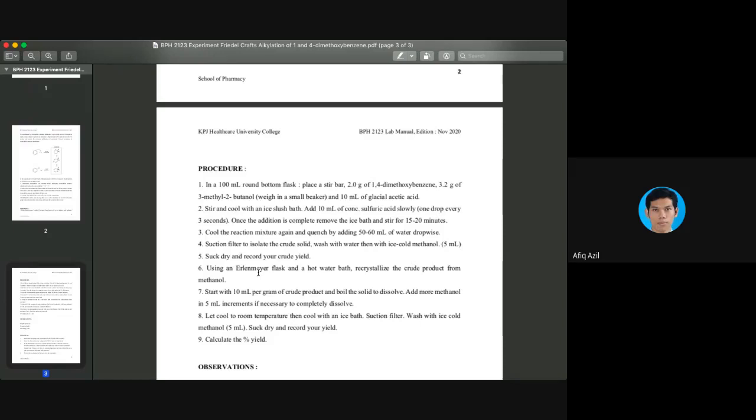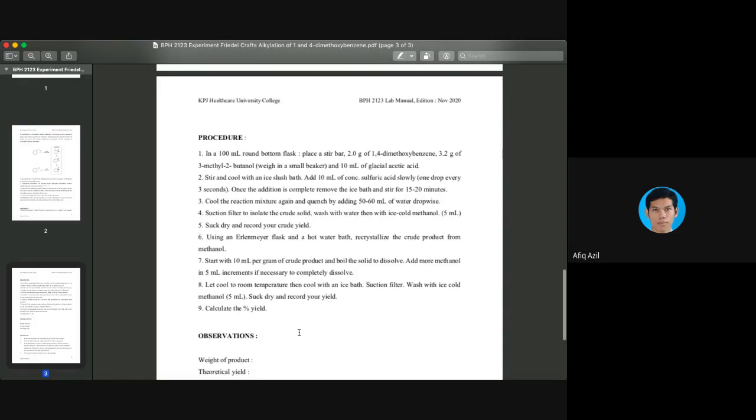Okay, because the crude product obtained may be different from one person to another. Some of you may get a lot, some of you may get very little. So here it is stated to add the methanol in 5 ml increments. So you add 5 ml first, see whether it is enough to dissolve. If it's not enough, then you add another 5 ml. And then after you add, you have to cool it down in an ice bath, filter again, and the product will be dry before you can record your yield.